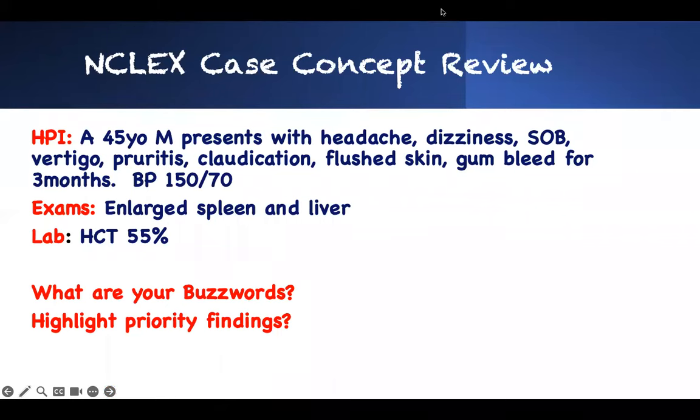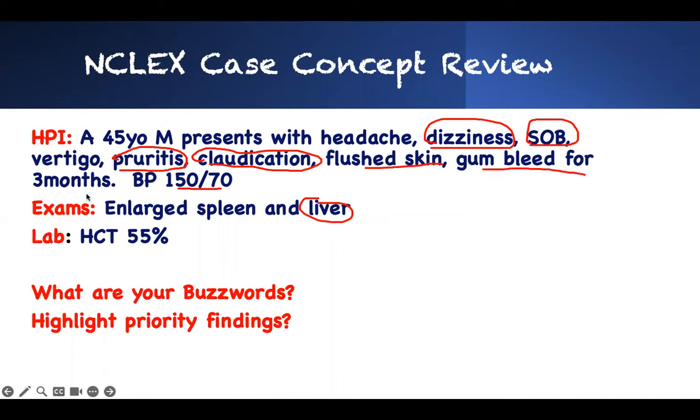You can see so many things there. I asked you to underline the buzzwords, but you can see pruritus. Is this a liver problem because the liver is enlarged? He has claudication. Is it peripheral vascular disease? And he has hypertension. His skin is flushed. He's dizzy. Is he getting a stroke? He has shortness of breath. I mean, is he having a PE, a DVT? Then he's bleeding.